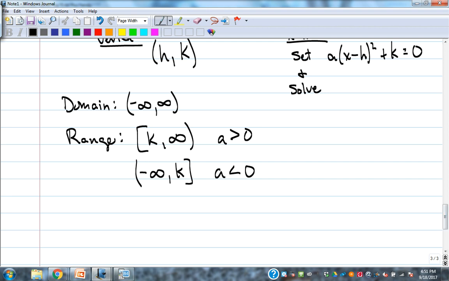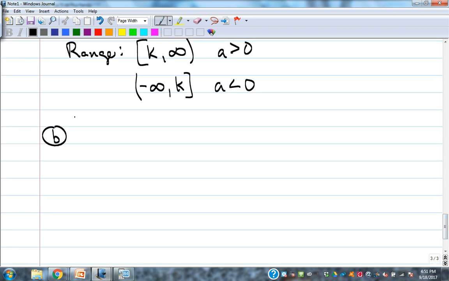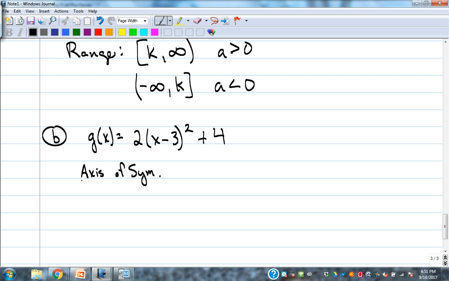So let's look at an example and find all those same things that we did for example A, but from one in vertex form, and see if we can get there. All right, so example B, g of x equals 2 parentheses x minus 3 squared plus 4. Axis of symmetry. I'm going to abbreviate because I'm getting tired of writing that down. Instead of finding the list a, b, and c, let's do h and k. That seems to be pretty common on this problem.